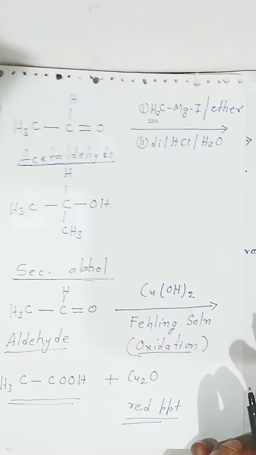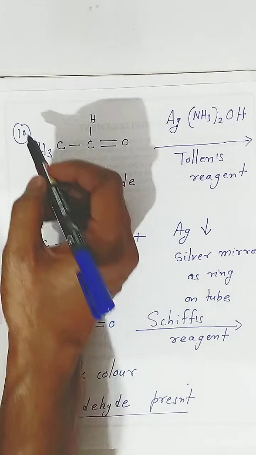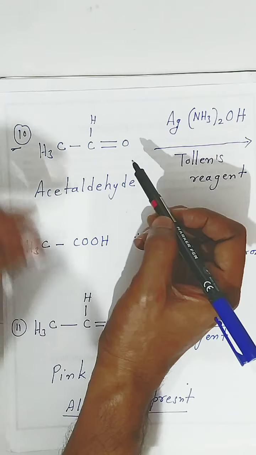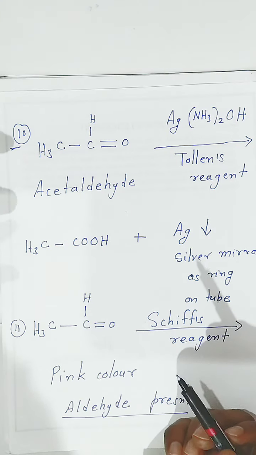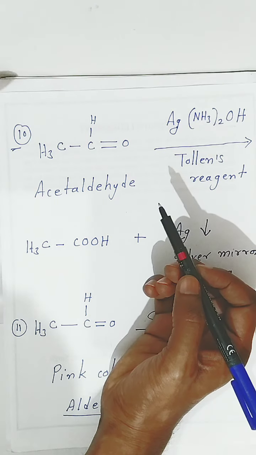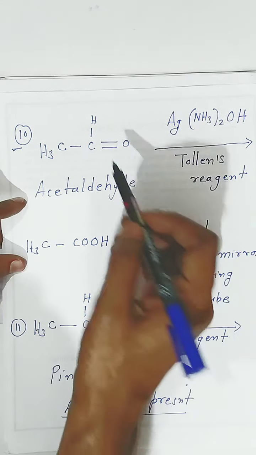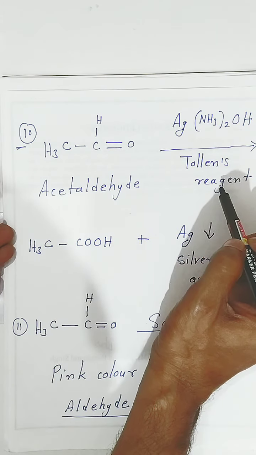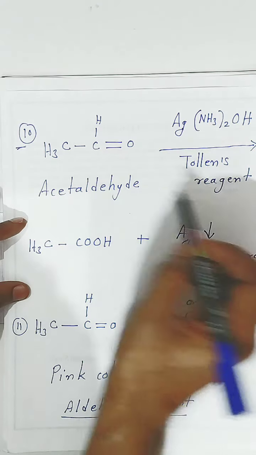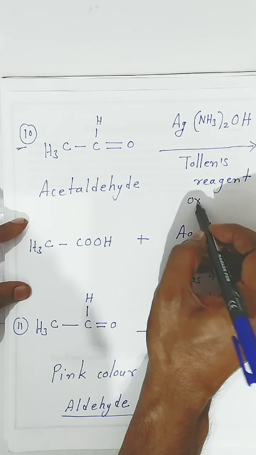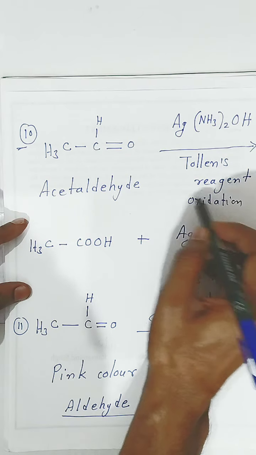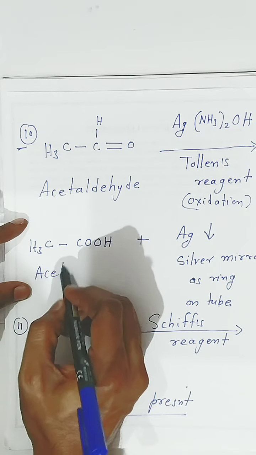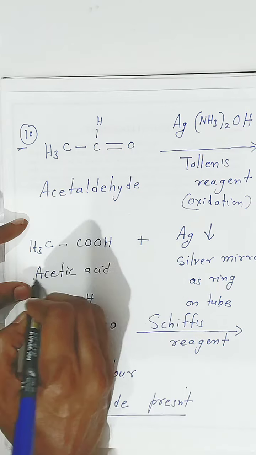Now students, the 10th reaction, Tollens reagent. This way also you are going to detect whether the compound is aldehyde or not, because aldehyde is also a transparent liquid only. Now students, if you want to identify whether this is acetaldehyde or acetone, you have to add Tollens reagent. What happens, students? Again there is an oxidation reaction, and it is converted into acetic acid, which is very important, students.